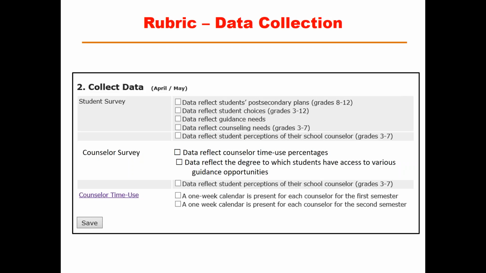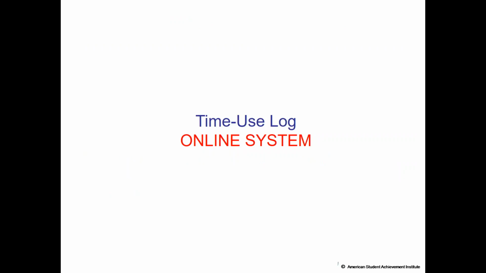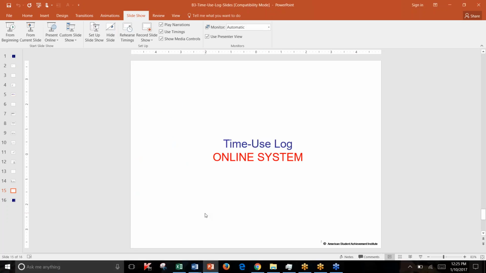Then just to drive this home, let's say you have 3 counselors in your building. That means you would need to provide 6 time use logs, because you'll have a first semester log and a second semester log for each of your 3 counselors, and 2 times 3 is 6. Hopefully that made it clear, and if not, call us and we'll go over that with you. Okay, so let's look at the time use system online.